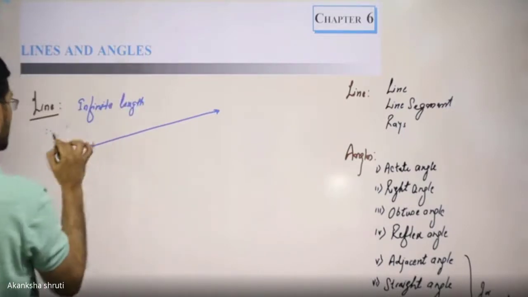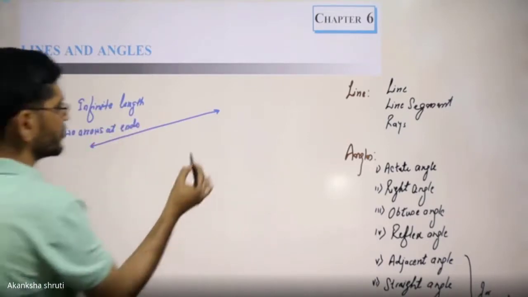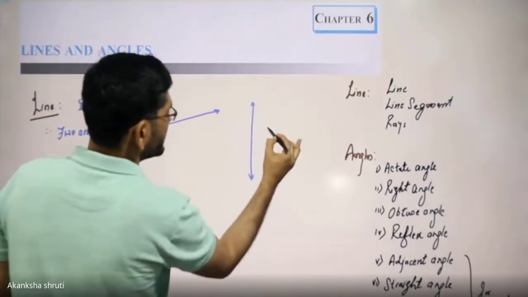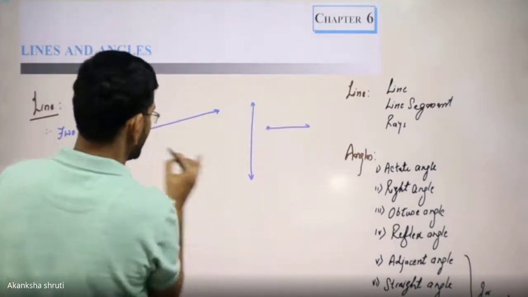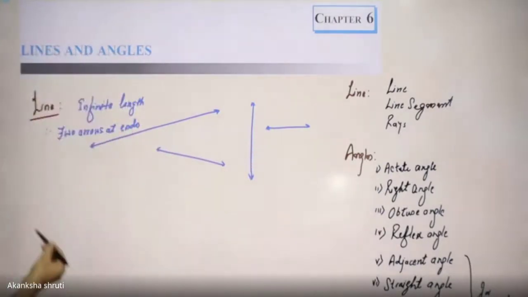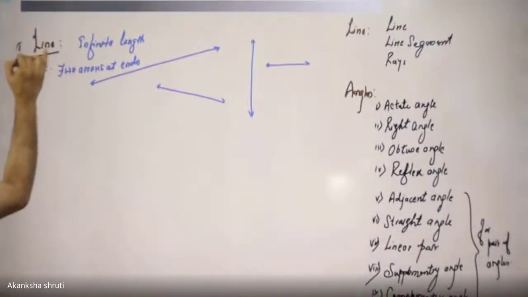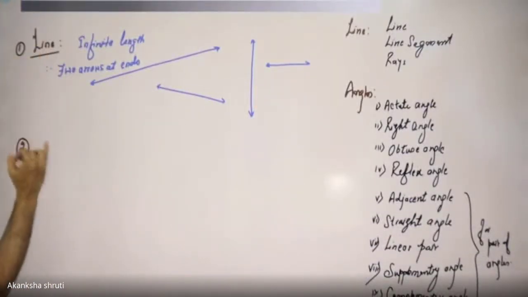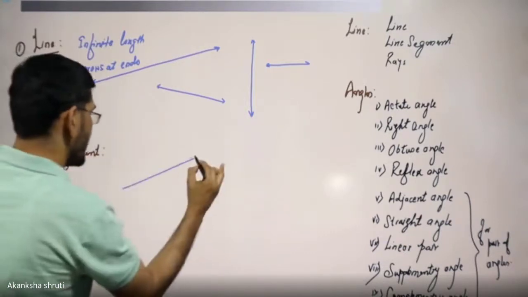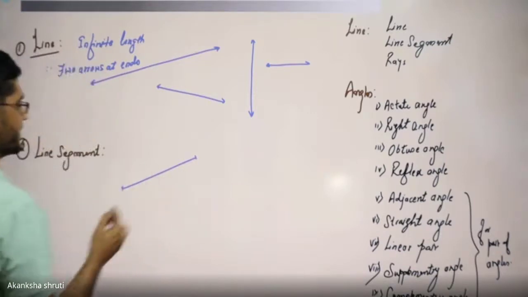So a line can have any orientation. It may be vertical, it may be horizontal, it may be slanted. While putting the two arrows at their ends, it is representing the line. The next one is line segment. Line segment indicates a fixed length of the line.